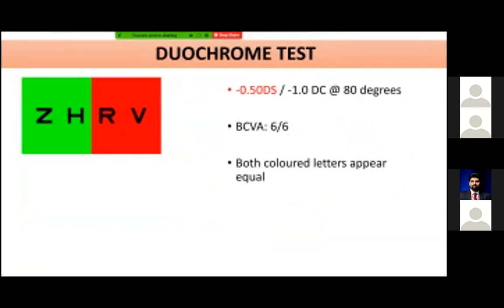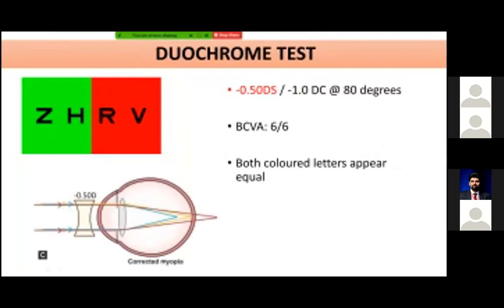In this example, we can see both the colored letters appear equally bright. So this is an adequate correction. With the -0.5 diopter sphere, the green is focusing equally in front and the red is focusing equally behind. So this is an adequately corrected myopia and we don't need to do anything further.